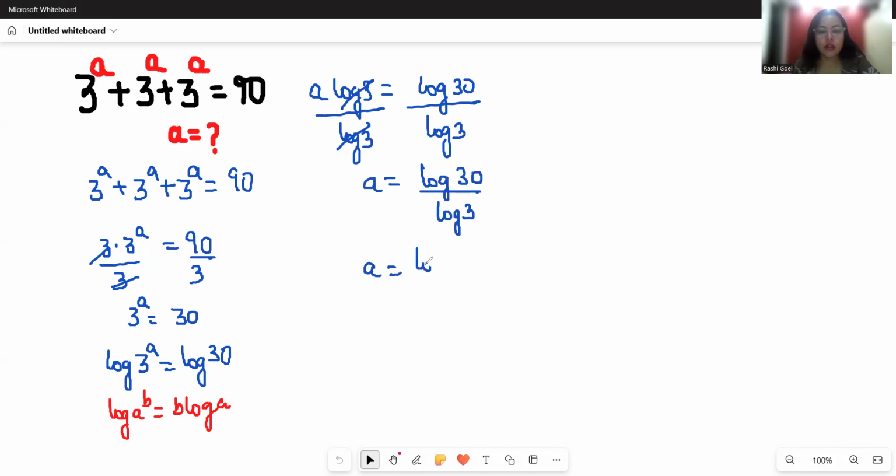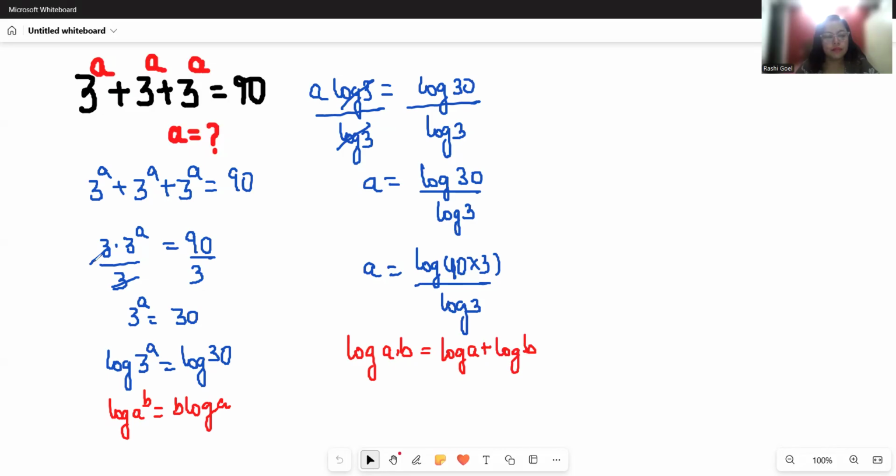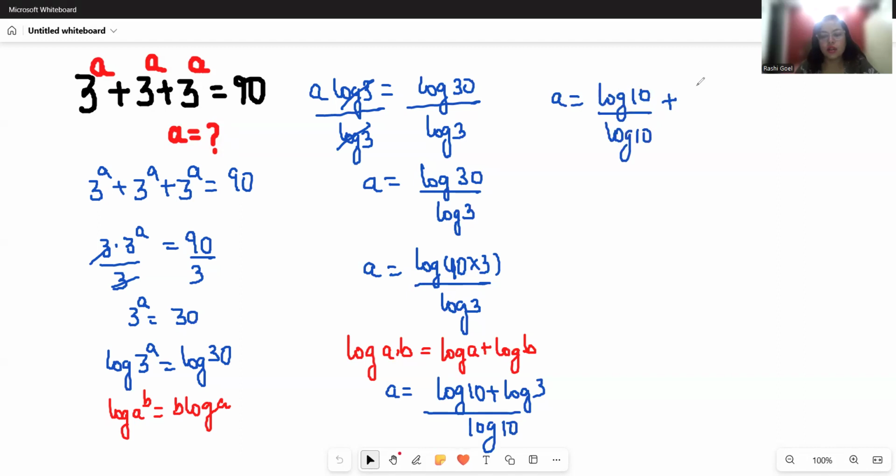This 30 I can write as 10 times 3, so log of 10 times 3 by log 3. Now as per log rule, log a times b, we can write it as log a plus log b. So a = (log 10 + log 3) by log 10. So a = log 10 by log 10 plus log 3 by log 10. This will cancel out, so a = 1 plus log 3.